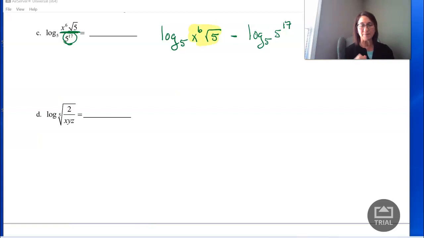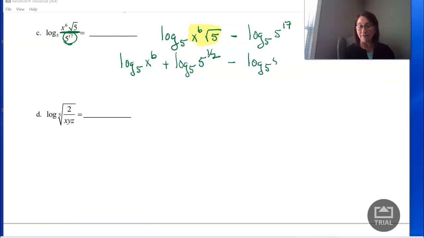I have two factors that are being multiplied, so I'm going to add them. Log base 5 of x to the 6, plus log base 5. I'm going to change that square root of 5 to 5 to the 1/2. Okay, minus log base 5 of 5 to the 17. Now I can apply the power rule. I can apply it here, here, and here.